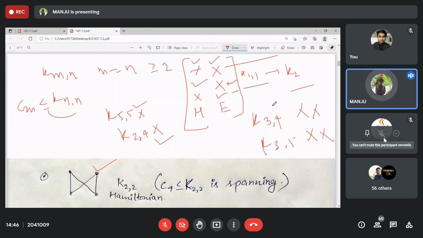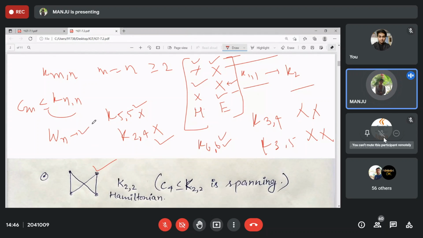What about the first one? Both Eulerian and Hamiltonian means we want equality as well as even. So K22, K44, K66 and so on. Clear?